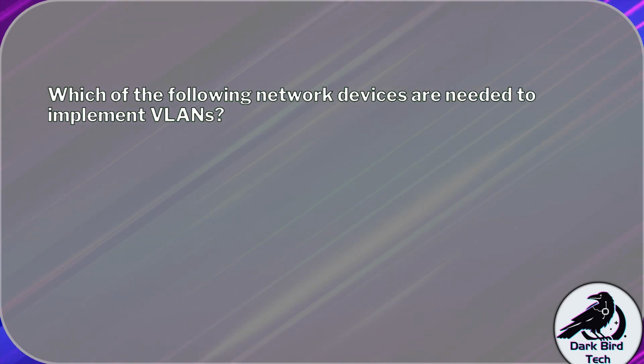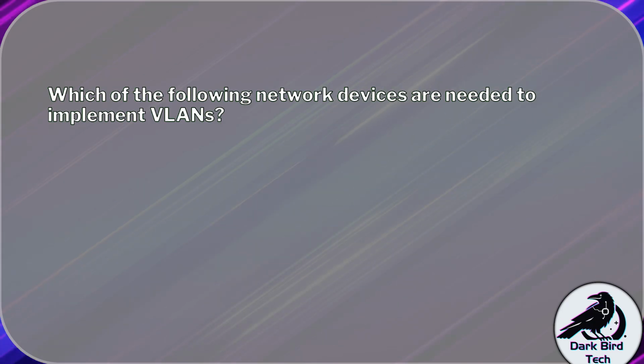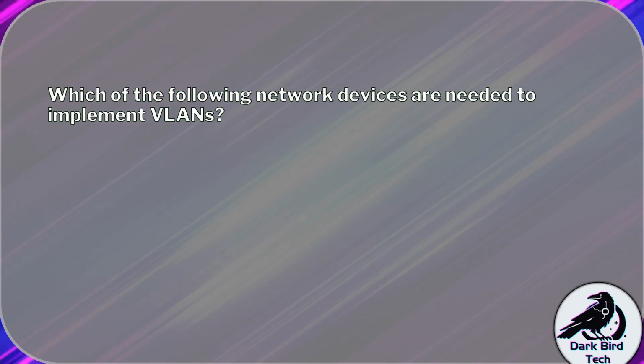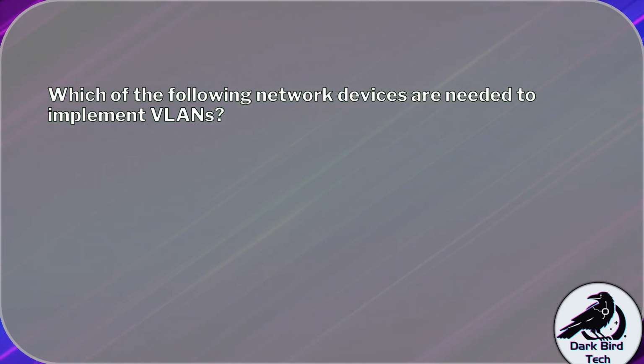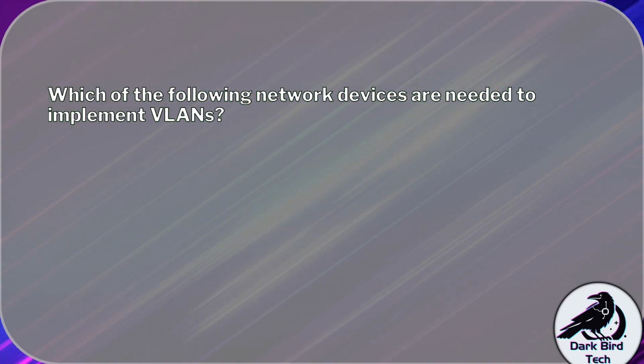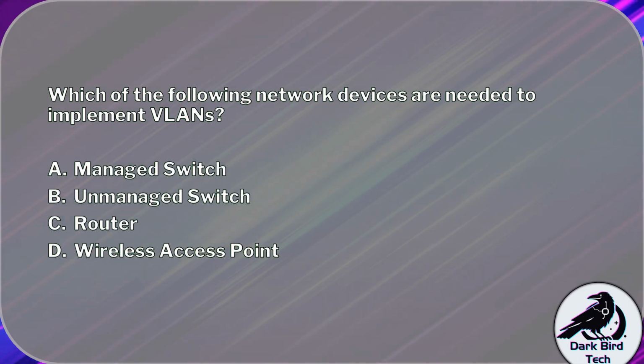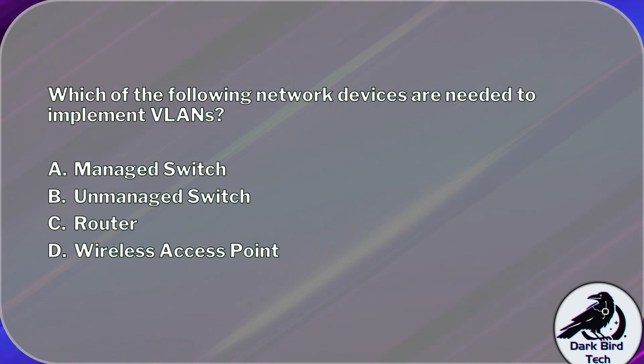Next up, which of the following network devices are needed to implement VLANs? So a networking question and a topic that I kind of wish CompTIA didn't put in the new A+ objectives, but hey, I don't get to decide things. So you can expect questions about VLANs. So let's see what the options are. A managed switch, an unmanaged switch, a router, and a wireless access point. Now straight off the bat, I'm eliminating an unmanaged switch.